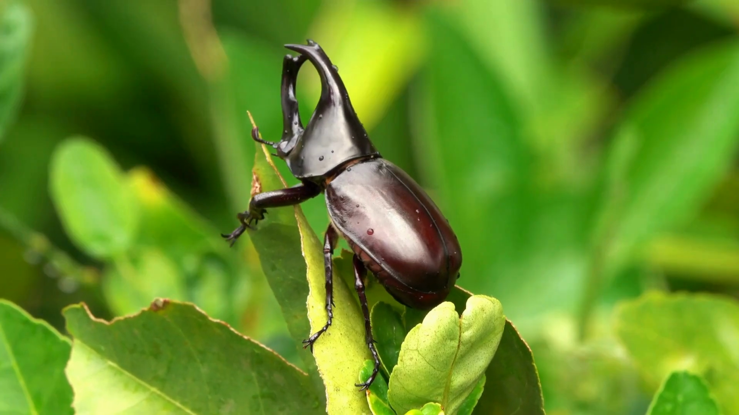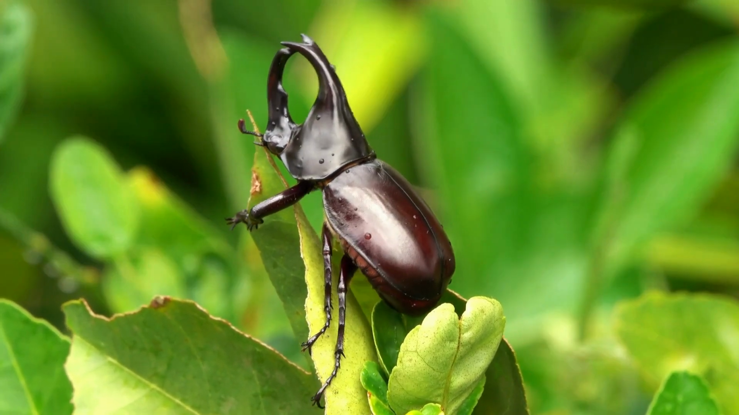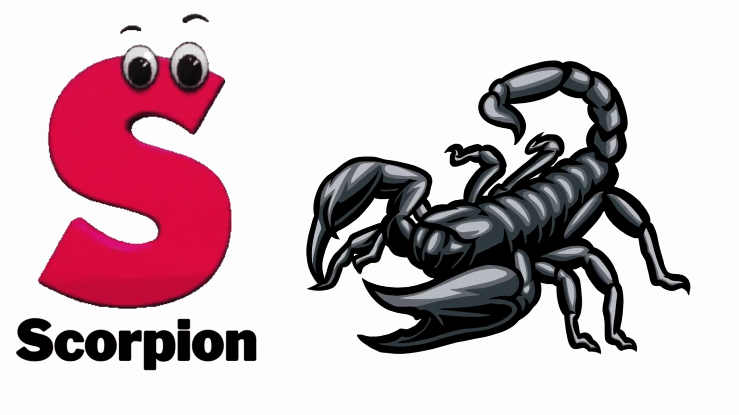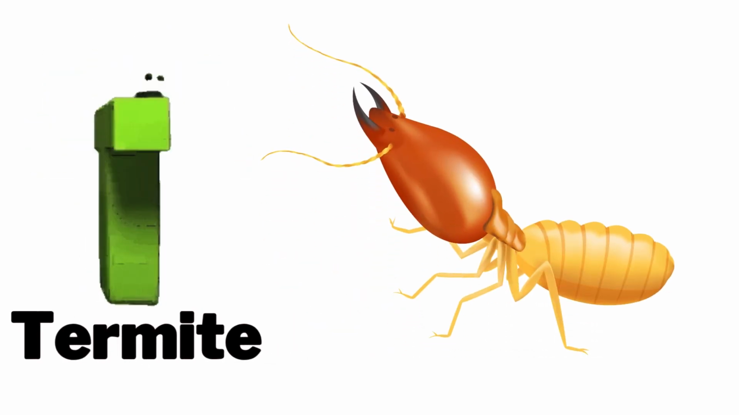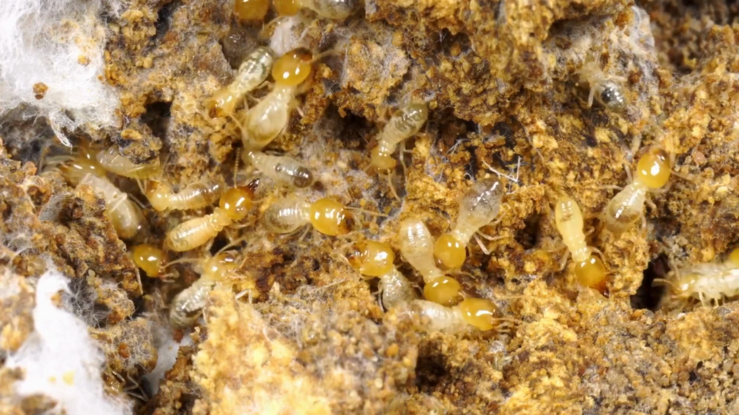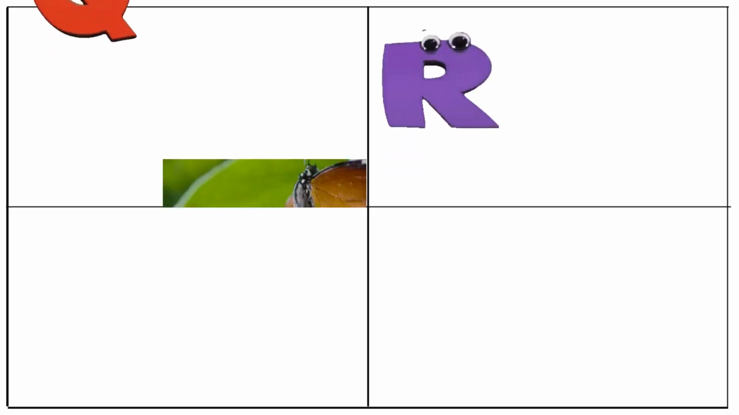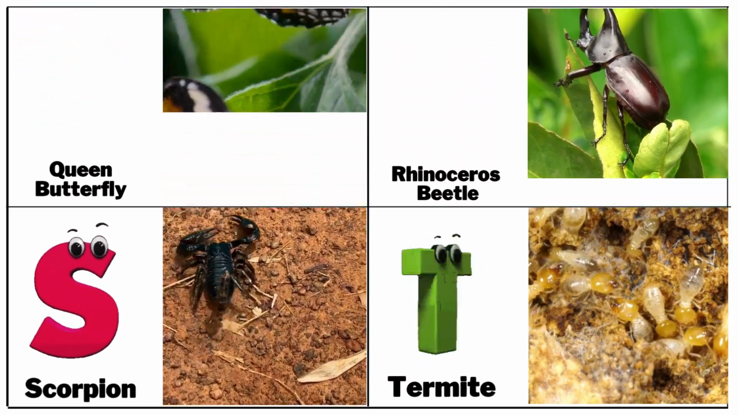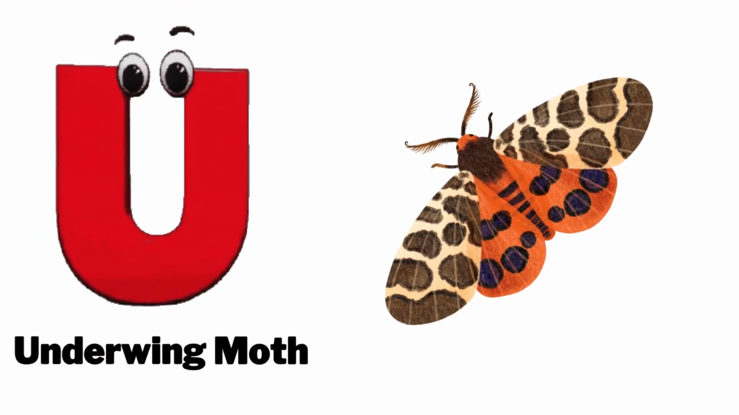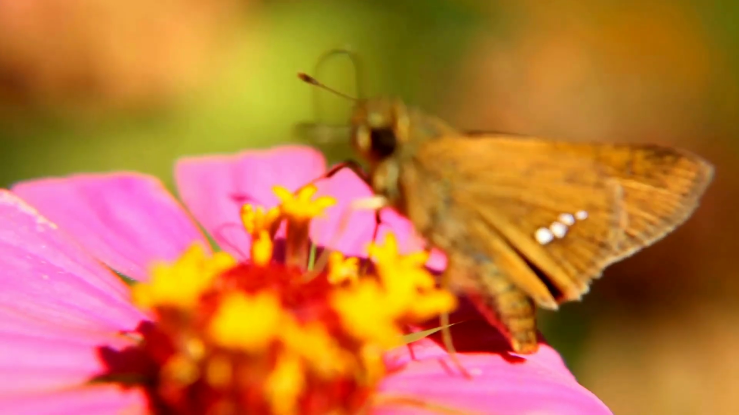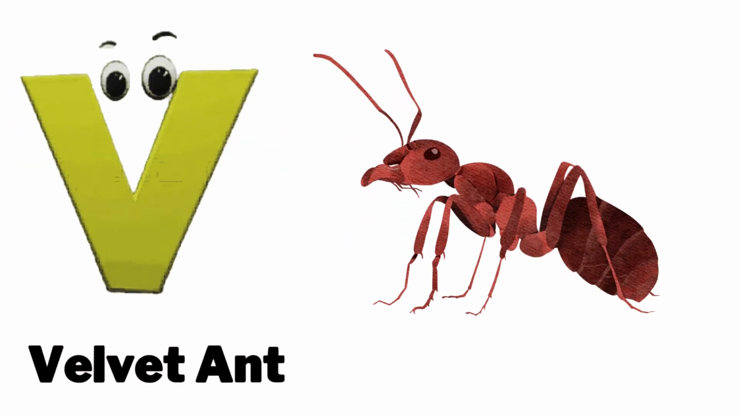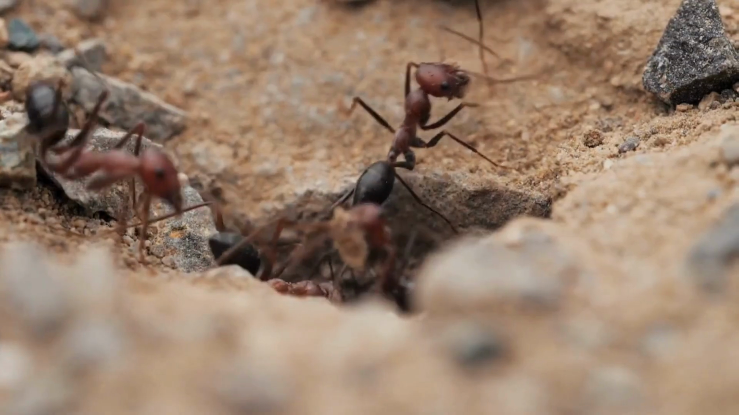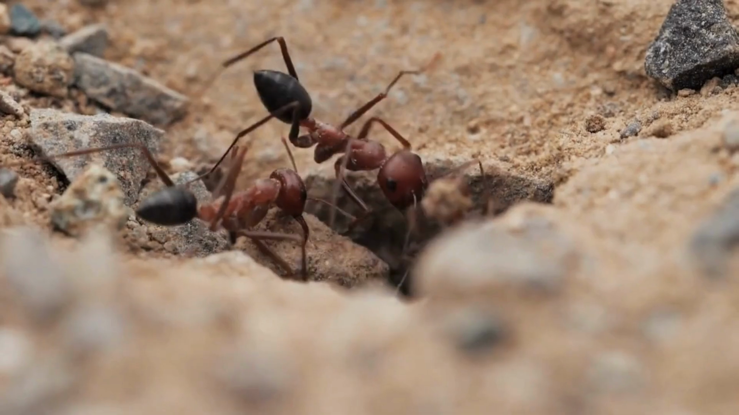R is for rhinoceros beetle. Rhinoceros beetle. S is for scorpion. Scorpion. T is for termite. Termite. U is for underwing moth. Underwing moth. V is for velvet ant. Velvet ant.